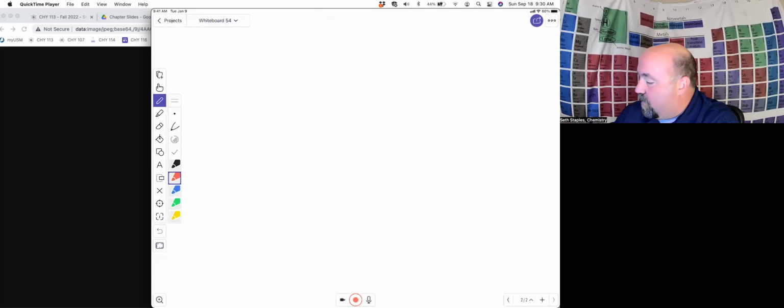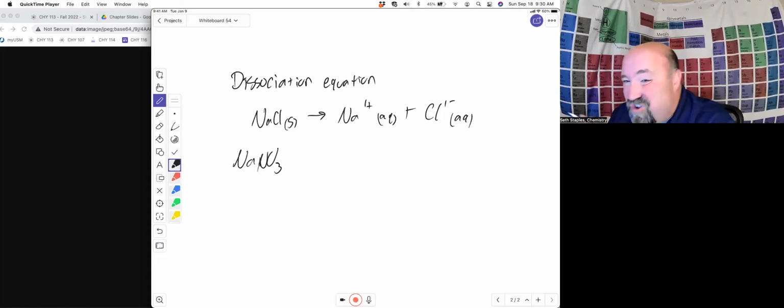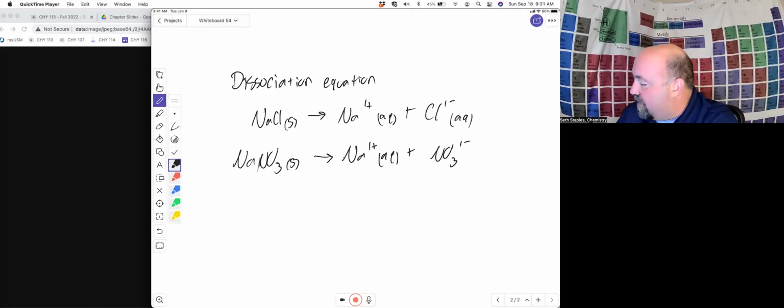And so in the dissociation equation, we show what happens when something dissolves in water. In the example of an ionic substance, we have NaCl solid, which becomes Na1+ aqueous and Cl1- aqueous. Something like a polyatomic ion: NaNO3, remember the NO3 is a polyatomic ion which does not break up. So if I have solid NaNO3, then I'm going to have Na1+ aqueous plus NO3 1- aqueous.